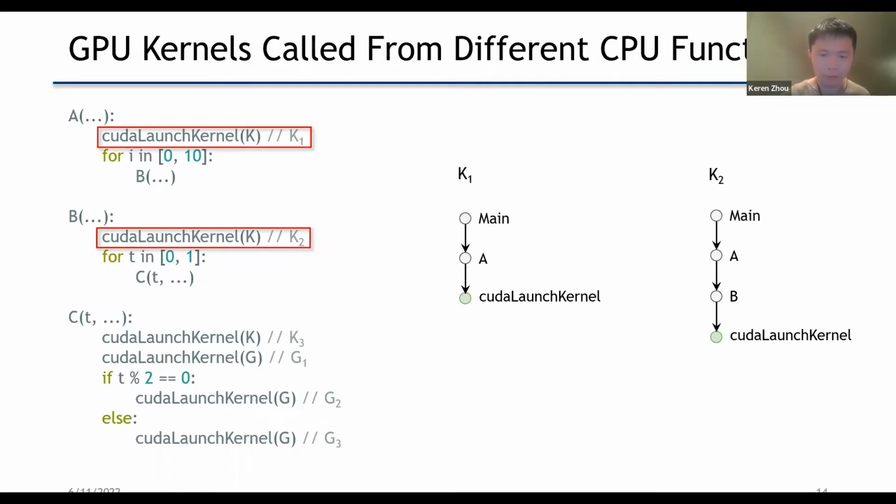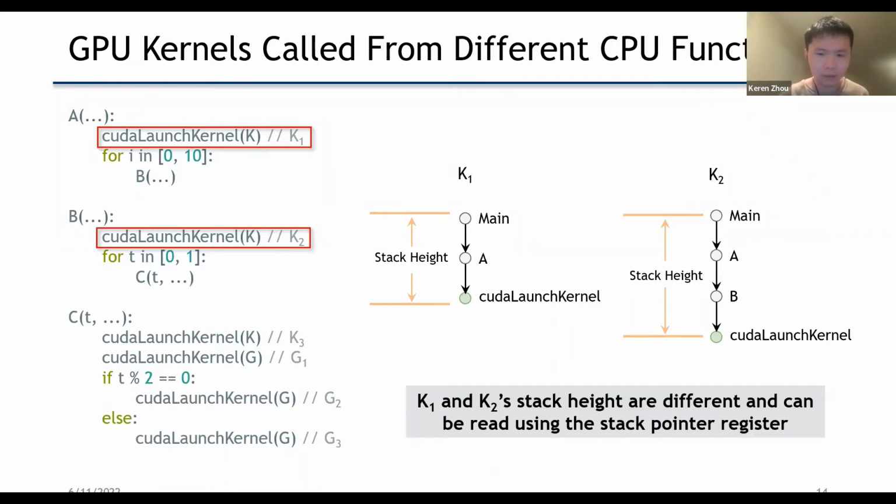So we can observe that their stack heads are actually different. Therefore, the very primitive identifier that is easy to compute can be read through the stack pointer register. Since K1 and K2's stack heads are different, the values in their stack pointers will be different.